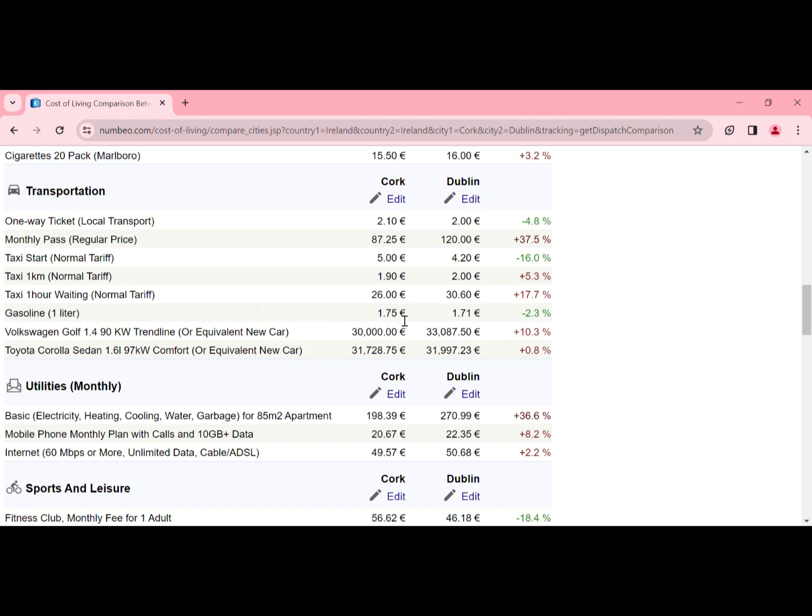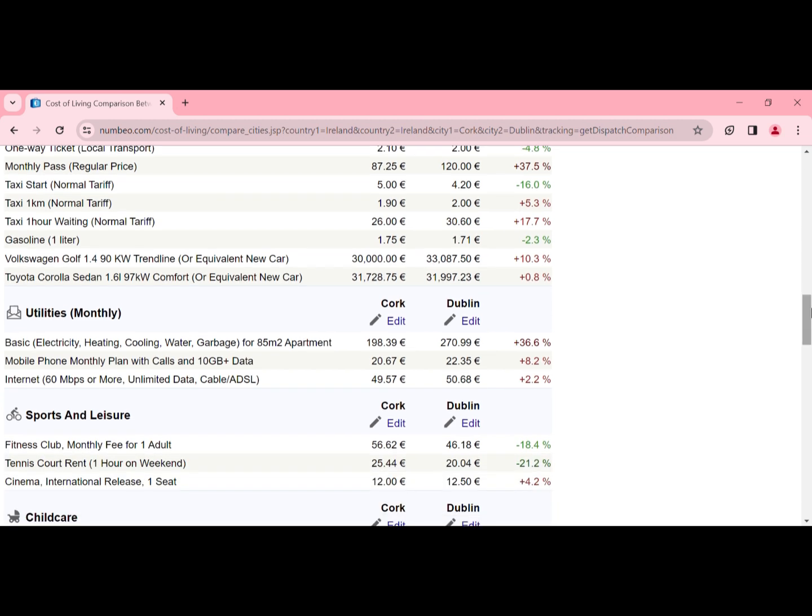Toyota Corolla sedan comfort. Then we also have Volkswagen Golf. Wow. So let's see, for a new car, we have 30,000 euros, and then in Dublin it's 33,000. So even buying a car also depends on the county that you are in, which I think is fair. It's for every country, county, sorry, and also in every country as well.